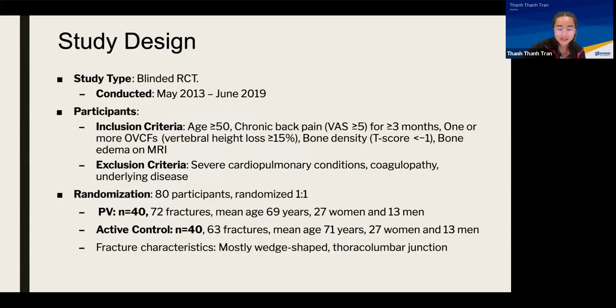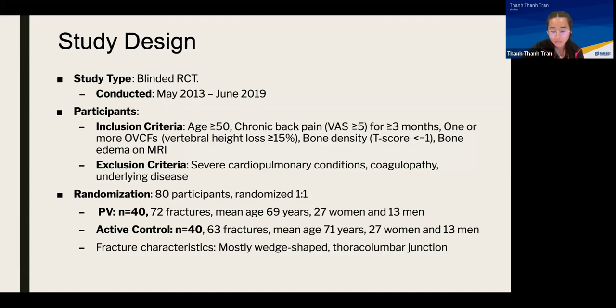So, study design. This is a blinded randomized controlled trial, conducted between May 2013 and June 2019. Blinded means participants, internists, and outcome assessors were blinded, and they remained blinded during the 12-month follow-up.